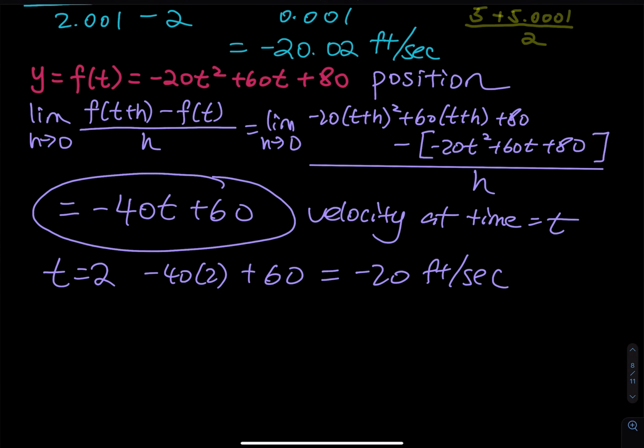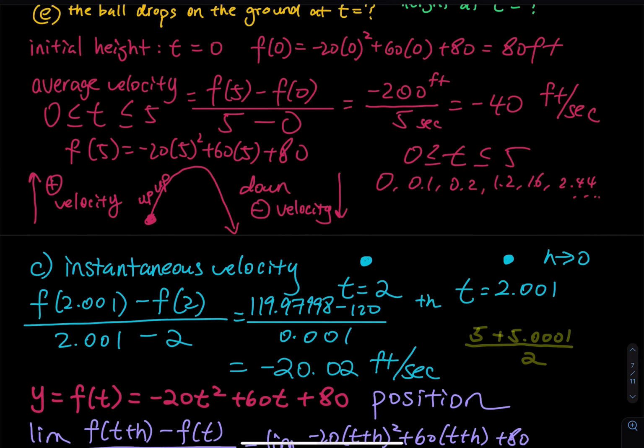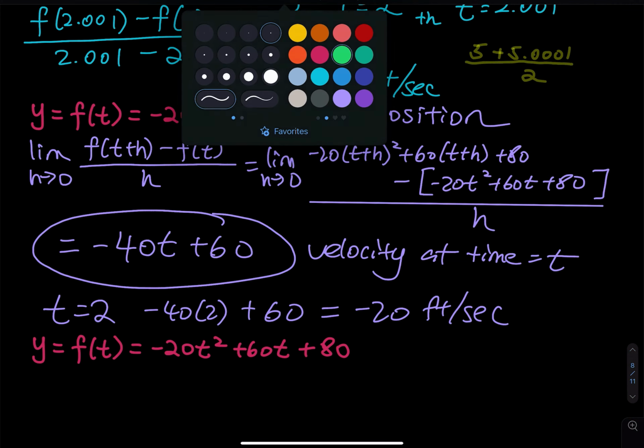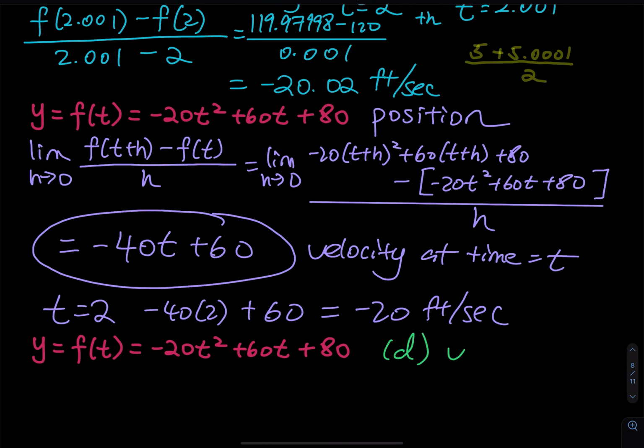So let's copy the function one more time. And then this one, you will have to figure out the vertex. What part are we doing? We are doing part D. So for part D, you will have to figure out the vertex. This is an upside down parabola, right? This is at the maximum. You have to figure out the vertex.